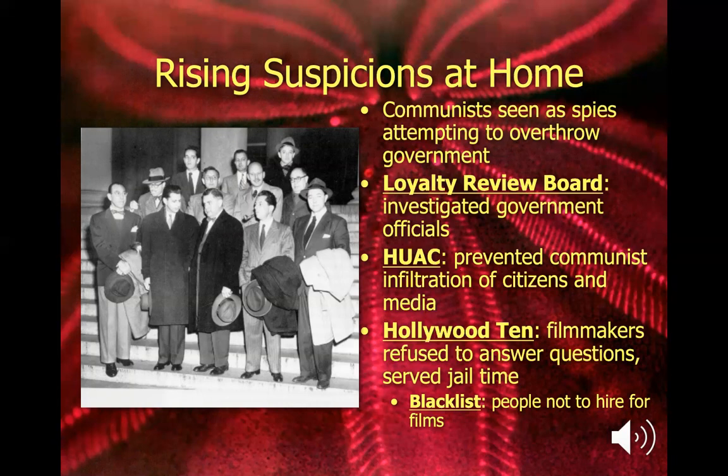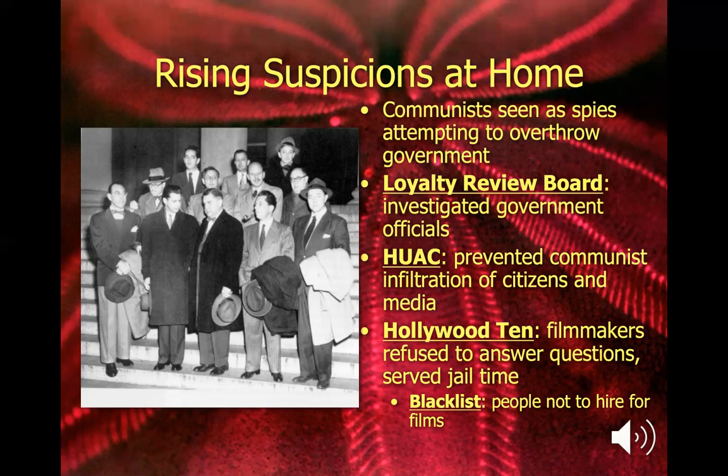And so because of that, we have a couple of committees that are created. The Loyalty Review Board, their job was to investigate government officials to make sure that they weren't doing anything that might come across as being sympathizers to the communists or to the Soviets. You also have the creation of HUAC, the House Un-American Activities Committee. Their job was to make sure that communists do not infiltrate just regular citizens like your neighbors or the media. The biggest worry HUAC had was that you would have communists that would have a big stage. So famous people potentially, or movie directors. They worried about the media. They worried about teachers, thinking that teachers maybe had some kind of control over students, and so they were very worried about them as well.